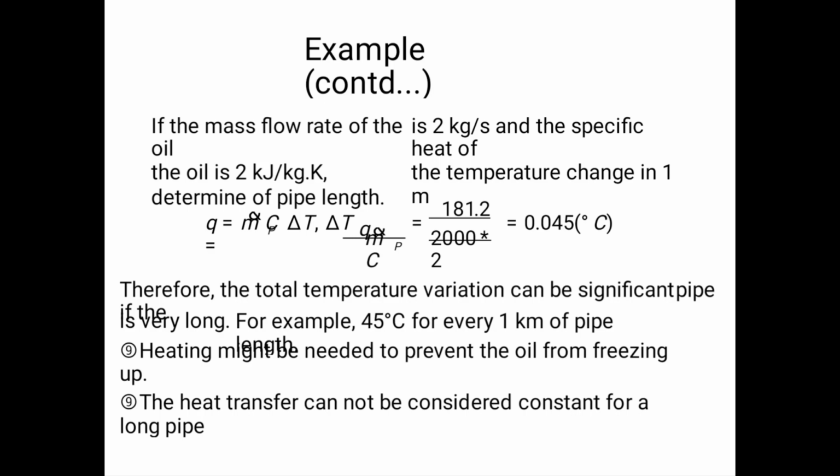Next problem. If the mass flow rate is 2 kg per second and the specific heat of the oil is 2 kJ per kilogram Kelvin, the temperature change in 1 meter is to be determined for the pipe length. The formula is Q equals m into Cp into delta T, and the value is 0.045 degrees Celsius. Therefore, the total temperature variation can be significant for a pipe if it is very long. For example, 45 degrees Celsius for every 1 kilometer of pipe, and heating might be needed to prevent the oil from freezing up.